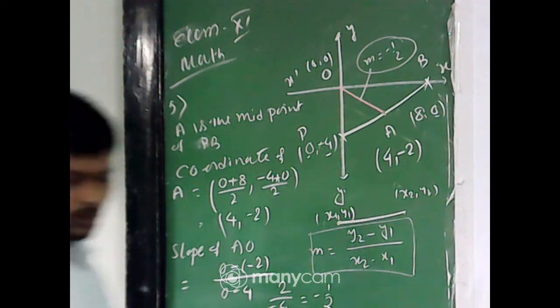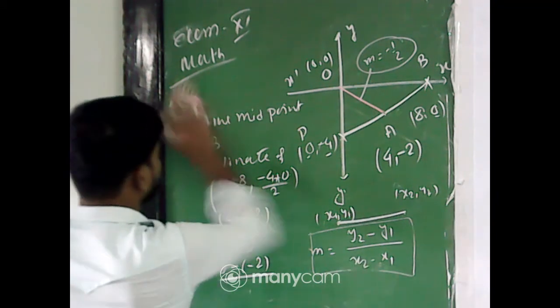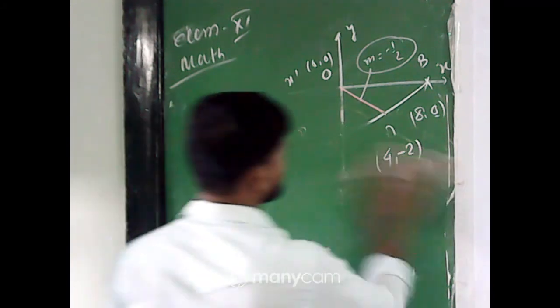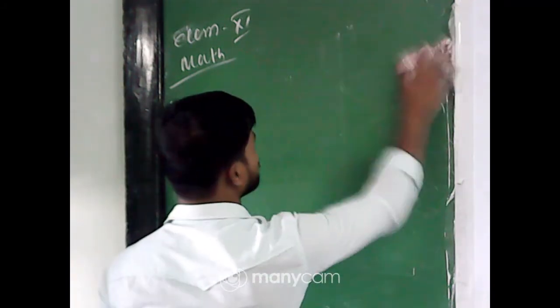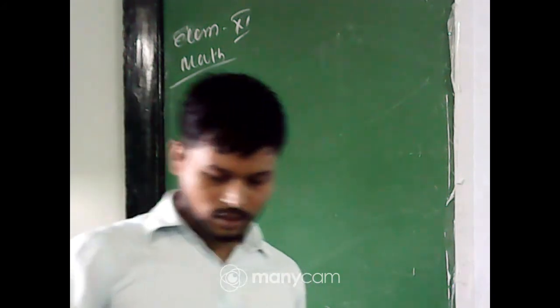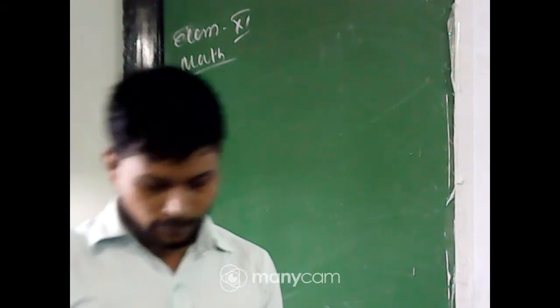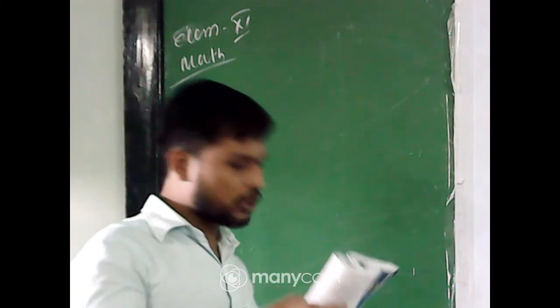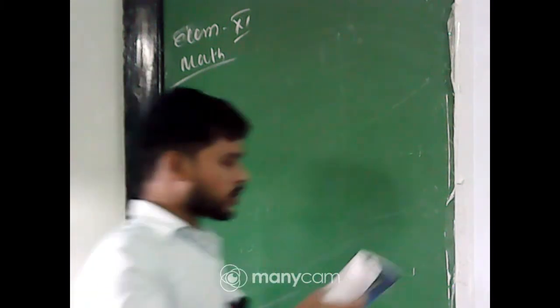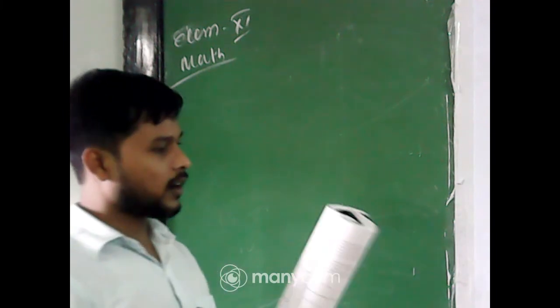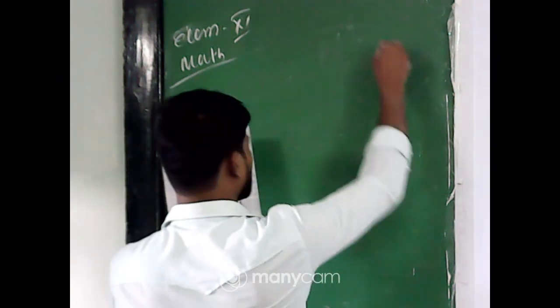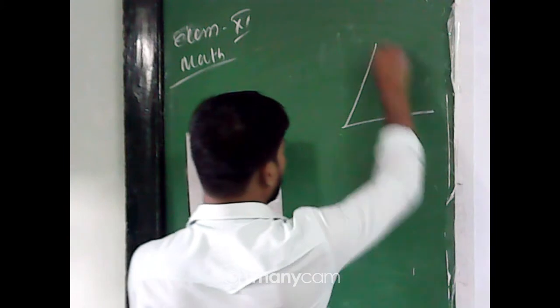Okay, now let's move to the next question, question number 6. Question number 6 is: without using Pythagoras theorem, show that the points (4, 4), (3, 5) and (-1, -1) are the vertices of a right angle triangle. So we have to prove that they are the vertices of a right angle triangle. What are the points? Okay, so let us draw any triangle.